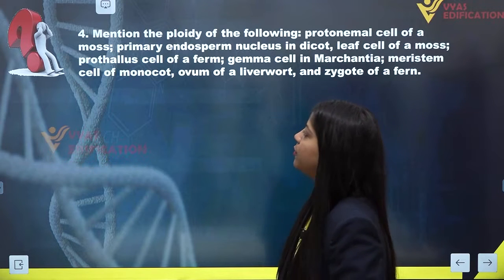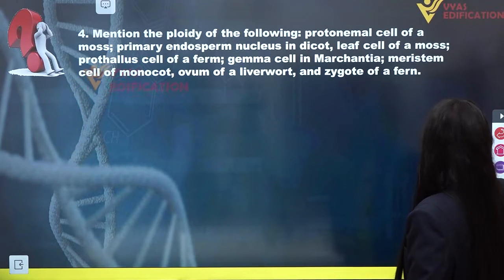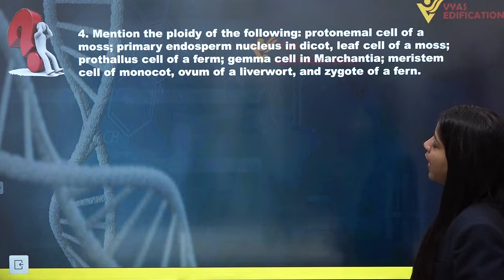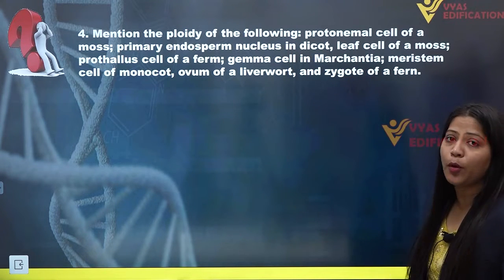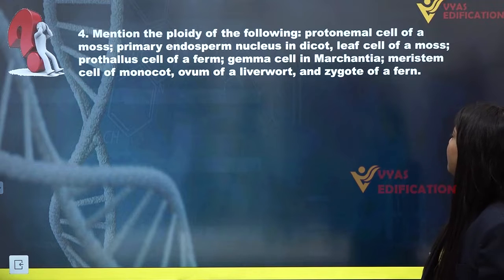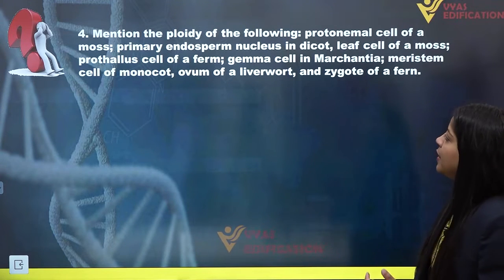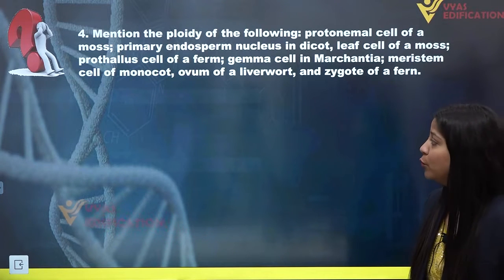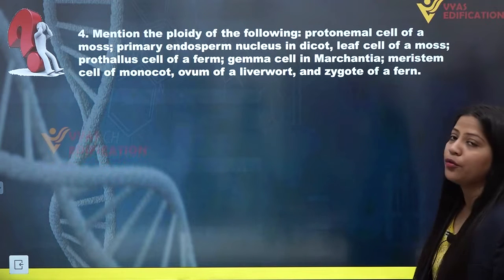Now let's discuss question number 4, that is, mention the ploidy of the following: protonemal cells of a moss, then primary endosperm nucleus in dicots, then leaf cell of a moss, and prothallus cell of a fern, then gemma cell in Marchantia, meristem cell of monocot, ovum of a liverwort, and zygote of a fern.